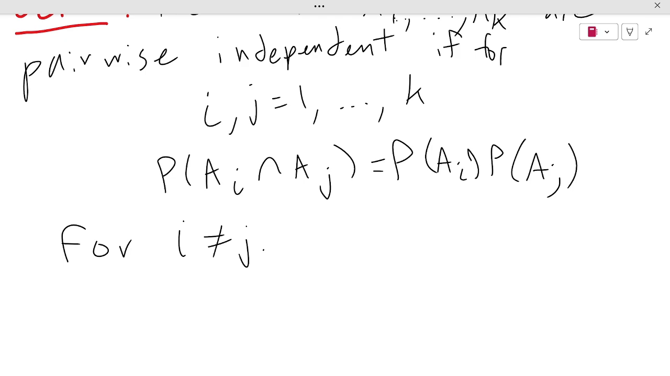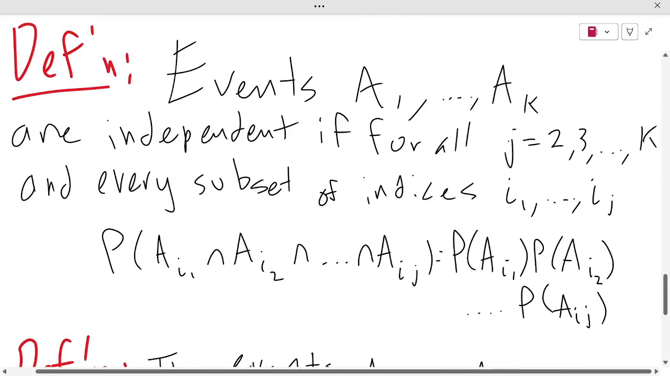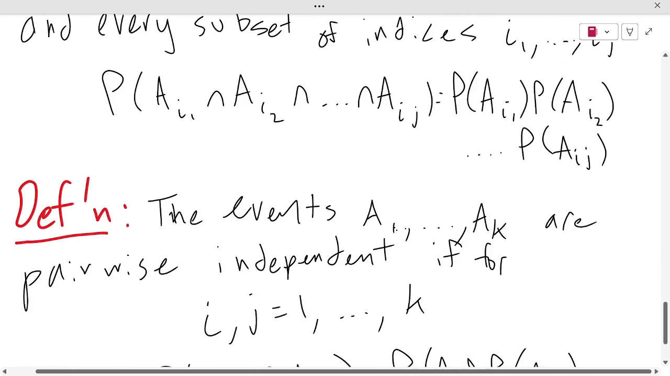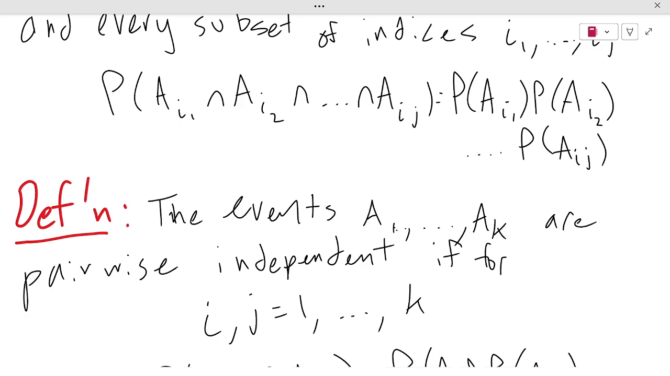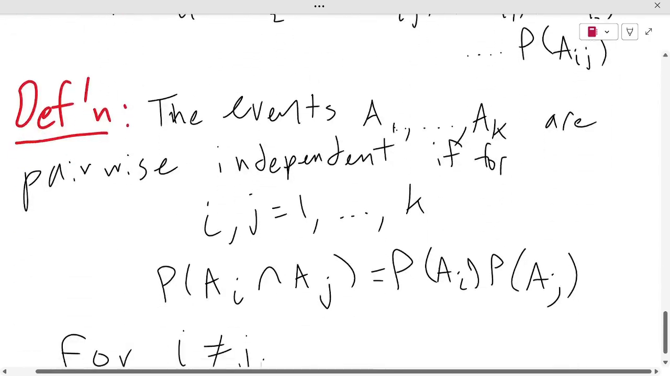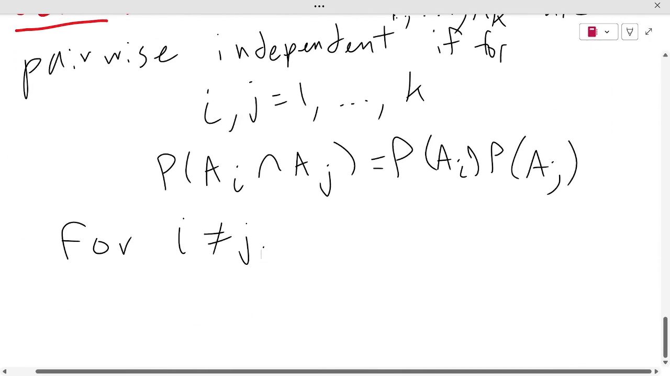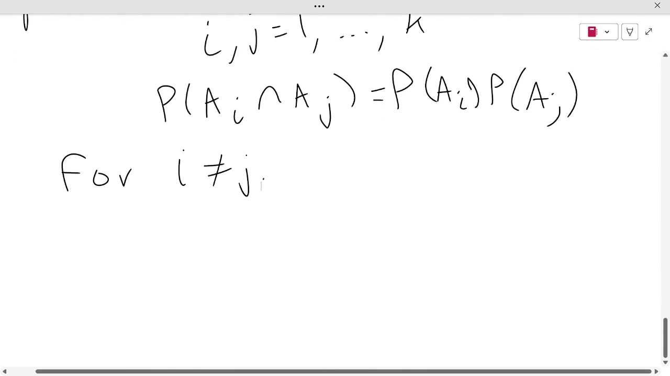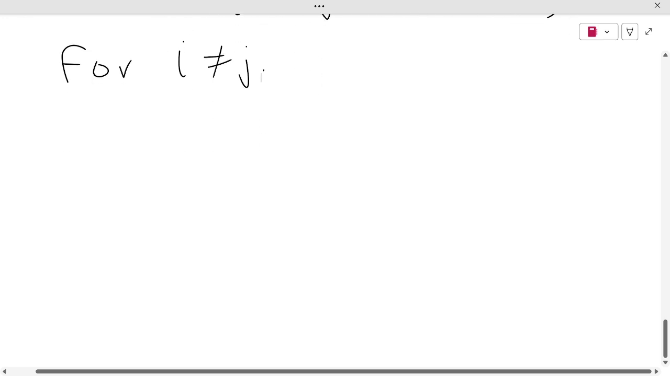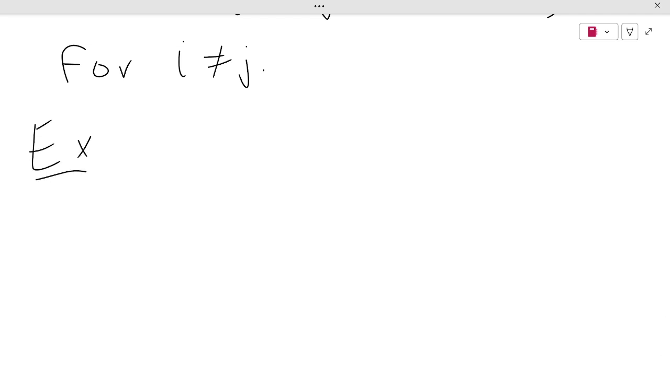Okay. However, here's the thing. These 2 definitions that we wrote are not the same, right? So we can say that events are pairwise independent if any 2 events that we choose are themselves independent. But that doesn't necessarily imply that all of our events are in general independent. So let's do an example, a really nice example, actually, I think, that highlights this difference between the definitions.